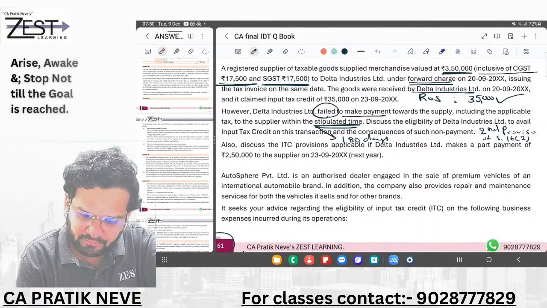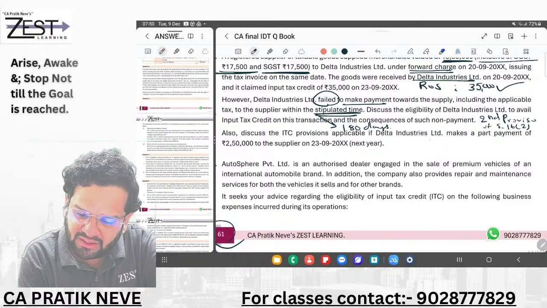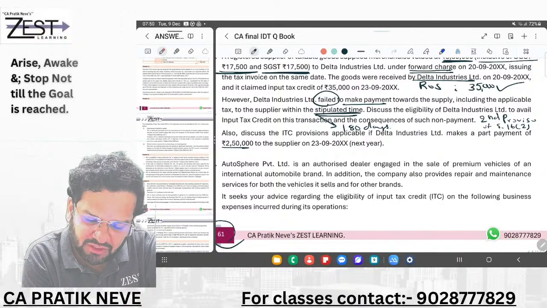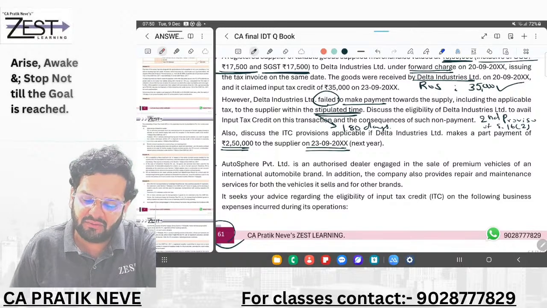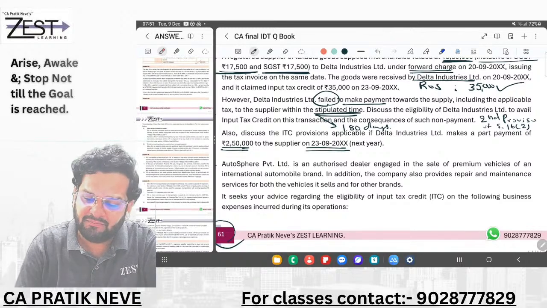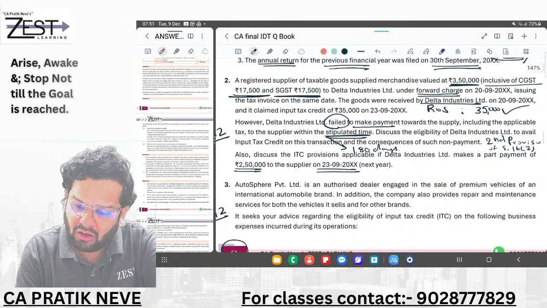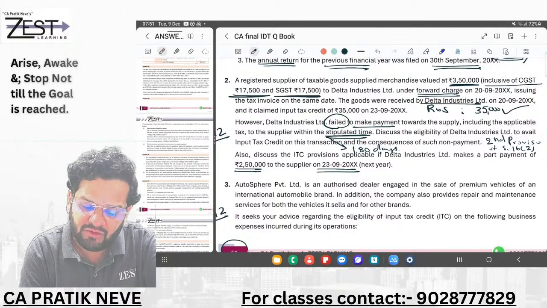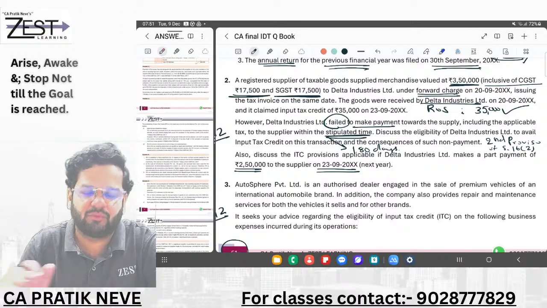Okay. So discuss the ITC provisions applicable to Delta Industries Limited. If Delta Industries Limited makes a part payment of 2,50,000 to the supplier on 23rd September next year. So basically, right now, when 180 days are over, 35,000, that is 17,500 each, will be added to the output tax. That will be the first consequence.